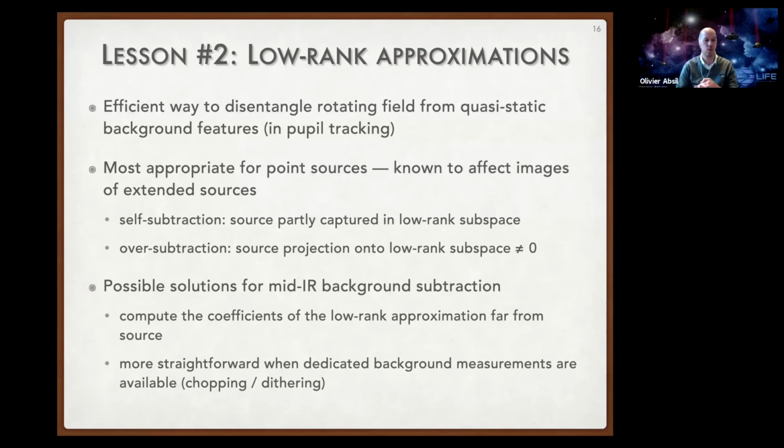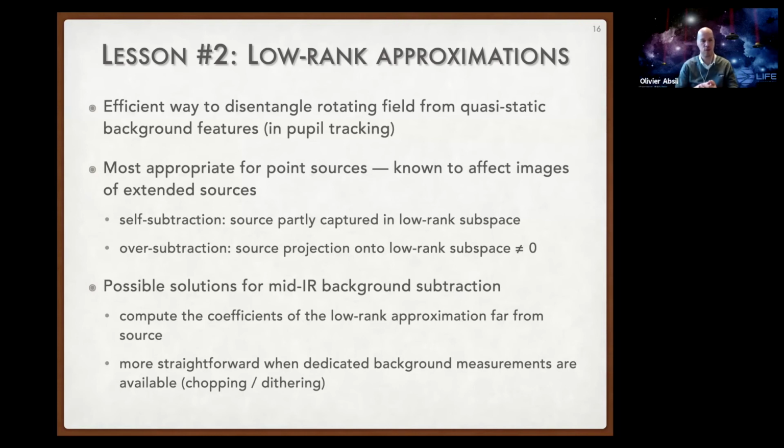And actually, there are two main ways this can be explained. On one hand, part of the sources themselves, the sources of interest, will be captured by the low-rank approximation, and so they will project onto themselves and be partially subtracted during the PSF subtraction in high contrast imaging, or the background subtraction in mid-infrared astronomy.